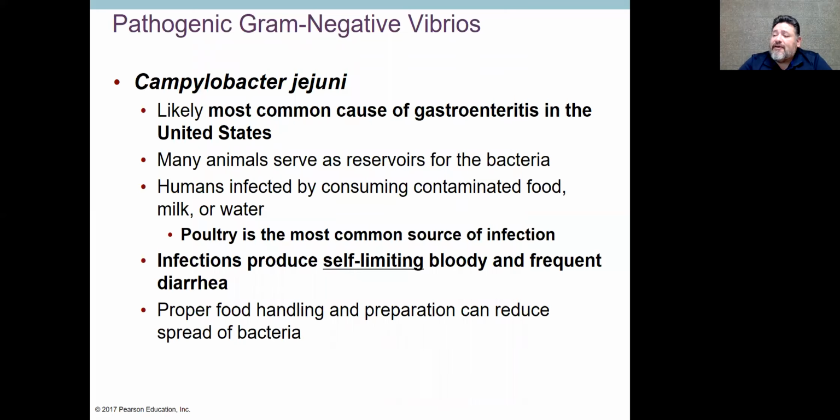Changing to jejuni, okay? So this is a different Vibrio. What is significant about it? It is the most common cause of gastroenteritis in the United States. Look at this, isn't this interesting? Poultry is the most common source of the infection. So before we said that poultry is the most common source of Salmonella typhimurium. Now we're saying that poultry is also the most common source of jejuni, which again causes gastroenteritis.